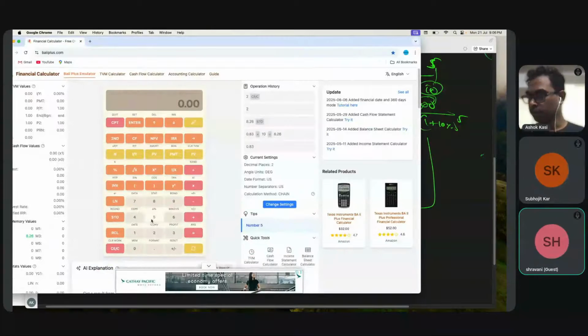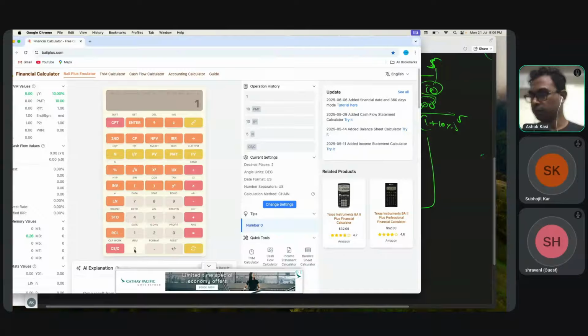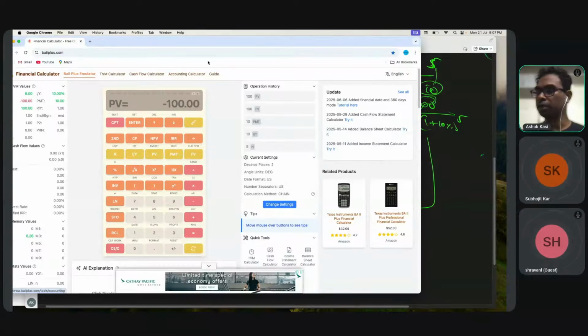See, 5 years, so N is 5, IY is 10. Present value you have to calculate. Payment is 10, and then future value is 100. Now compute. Yeah, it's present value, 100 only, no? Minus 100.